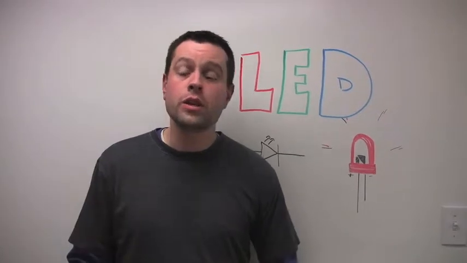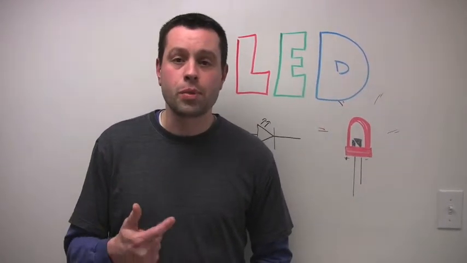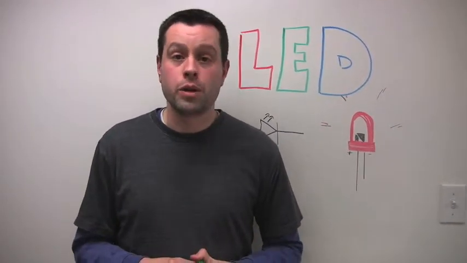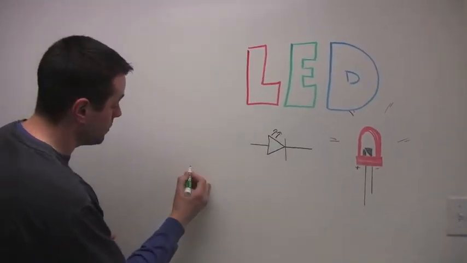Okay, so we saw when we hooked the LED straight up to a battery, too much current flows through it, lights up for a second, burns out. So what do we need to do? We need to resist the current some. We need to put a resistor in. So let's draw our schematic here.